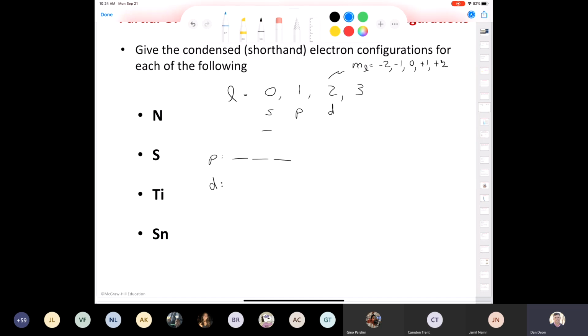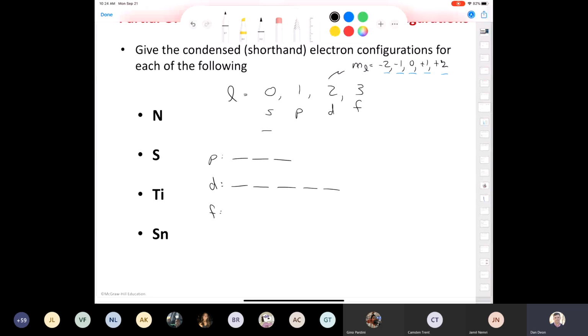That's a total of what? 1, 2, 3, 4, 5 orbitals. So when you have D, you have a total of 1, 2, 3, 4, 5 orbitals. And then when you have F, when your L is equal to 3, you have F orbitals.